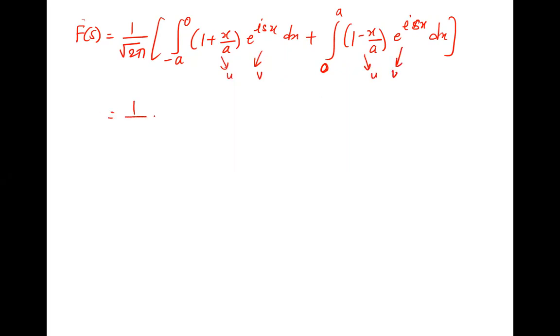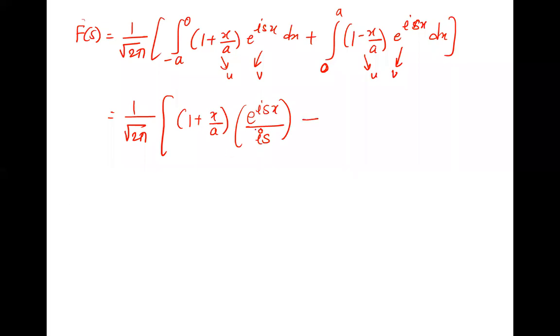Okay, so we'll apply 1 upon root 2 pi, u as it is, 1 plus x by a. U into v1, what is the integration of this? e raised to isx upon is. Then minus sign, u v1 minus u dash. The derivative of 1 is 0 and the derivative of this term is 1 by a. The derivative of x is 1 and the constant multiplier is 1 by a.